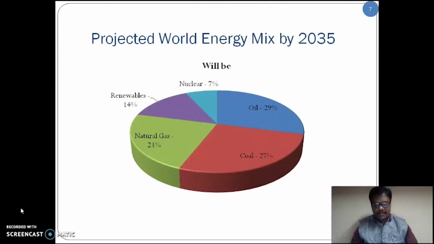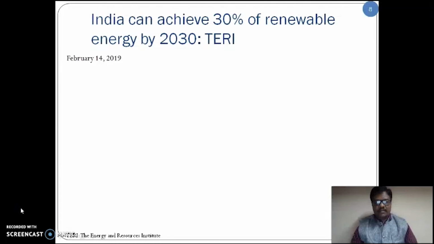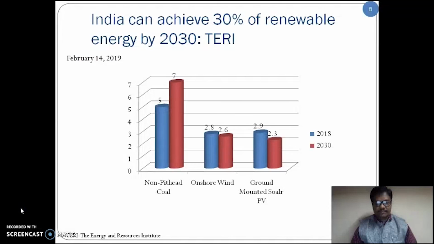And especially in India, by 2030, 30% renewable energy can be achieved, based on the Energy and Resources Institute survey of February 14, 2019, in the form of unit price. This can be analyzed by considering non-pit head coal, onshore wind, and ground-mounted solar PV systems as examples on the x-axis, and unit price in rupees per kilowatt hour on the y-axis.